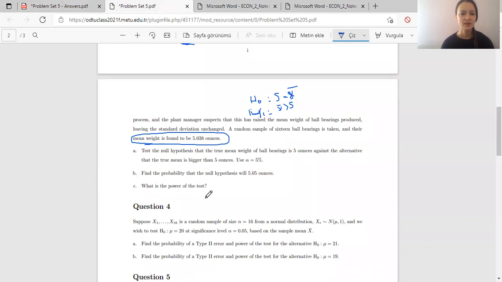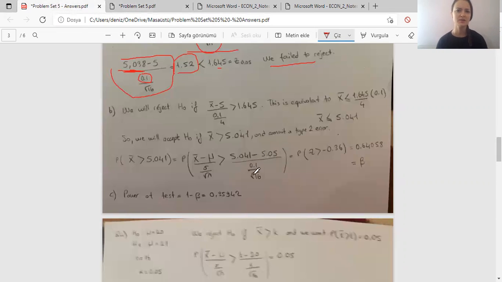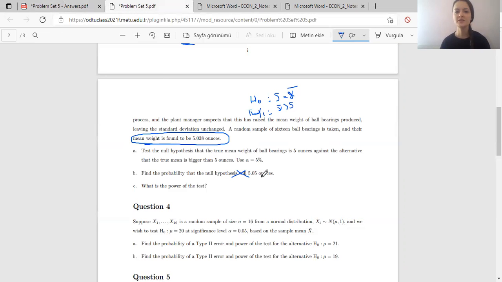And in part B, we are going to find the probability that H0... actually, this question is wrong, okay? I assumed something else. Okay, we're going to find the probability when the true mean is 5.05.